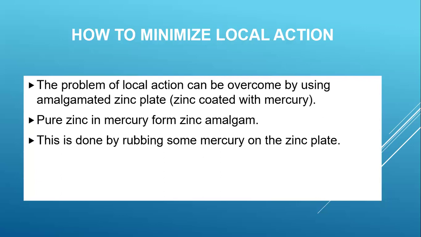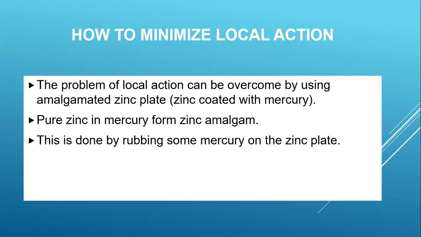Now, how can you minimize this? The problem of local action can be overcome by using an amalgamated zinc plate, that is, zinc coated with mercury. I don't know how to pronounce this one, whatever it is. So the pure zinc is in mercury form, the zinc amalgam. This is done by rubbing some mercury on the zinc plate. So that's how you can remove this local action.